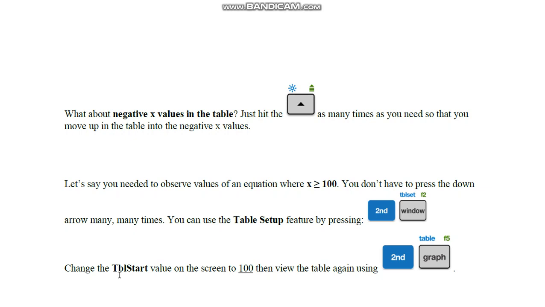and then change table start to 100, and then do second graph to see the table again. And you'll see, right, it's changed the start value of the table. So that's also really useful when we're working with functions, to be able to type them into the calculator and to have it graph them for us, and also to be able to see this table.